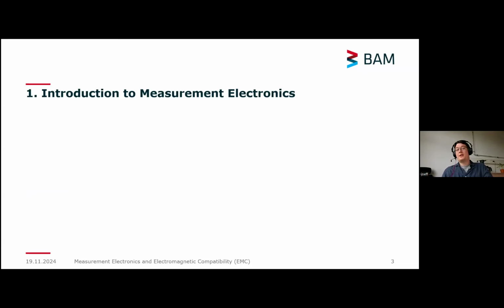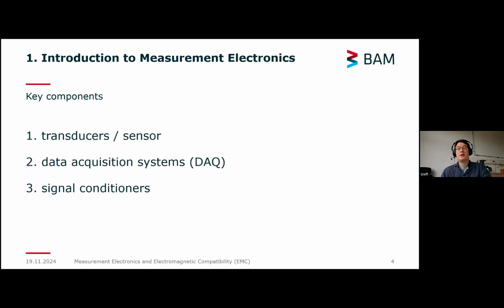So, the introduction to measurement electronics. As I said, it will be fundamental. I want to talk about the key components, which are at first of all the transducers or the sensors which pick up the signal. Then I want to show some examples of data acquisition systems and what signal conditioners are.